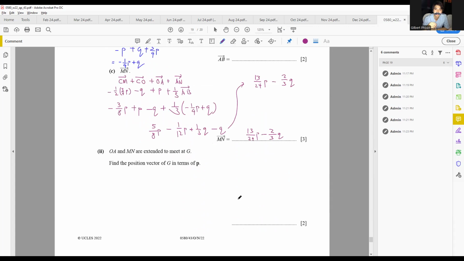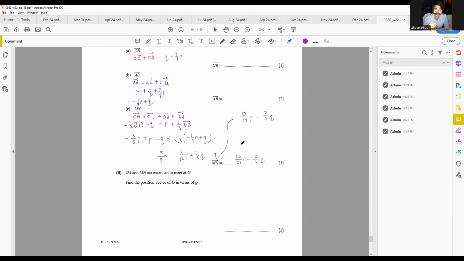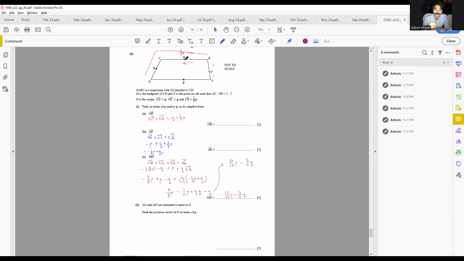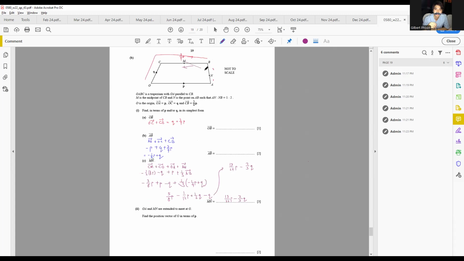Then finally, they're asking you: OA and MN are extended to meet at G, right? Find the position vector of G in terms of P. Now, this one is actually going to be a little bit more complicated, but it basically uses mathematically similar triangles. The mathematically similar triangles are here and here.